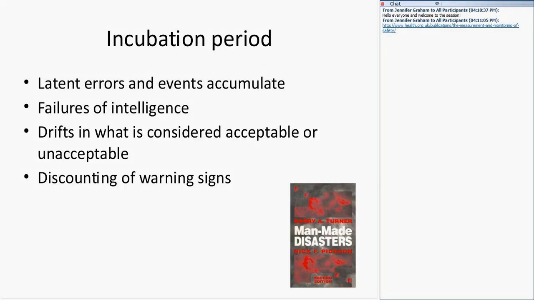What we know from research in other industries, and particularly studies that have looked at situations where catastrophes have occurred, is that very often there's an incubation period that is evident leading up to an incident. And during that incubation period, latent errors, in other words, the kinds of errors that predispose towards a catastrophe occurring, and various events tend to accumulate. These studies also show there are often failures of intelligence, and there may be drifts in what's considered to be unacceptable or acceptable practice. Over time, things begin to appear normal, or as the way things are done around here, when in fact they are producing this predisposition towards an event occurring. What also happens is that you get the discounting of warning signs, so people tend to write off smaller incidents as evidence that maybe there isn't that much wrong at all.